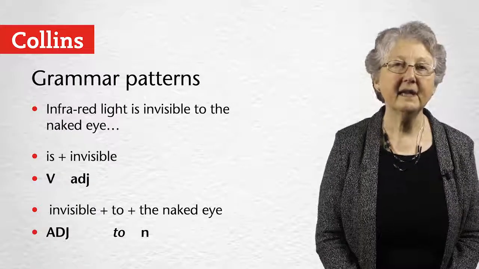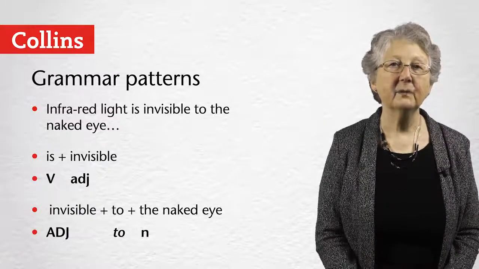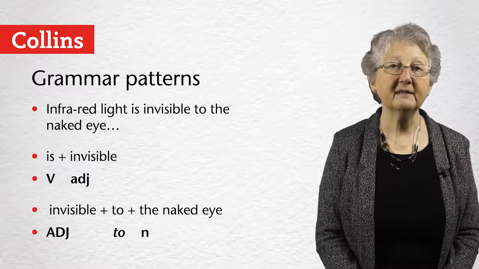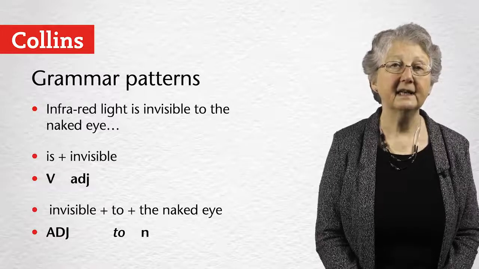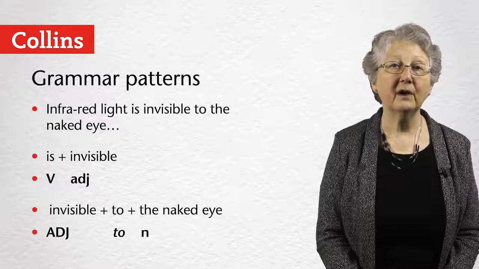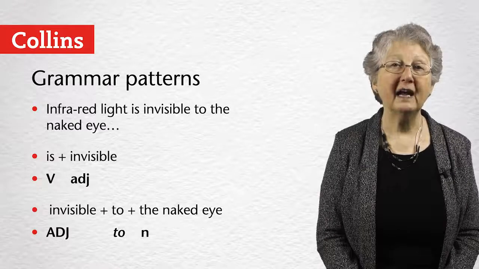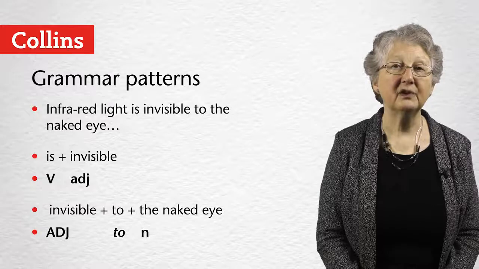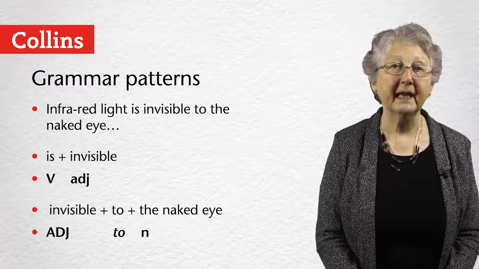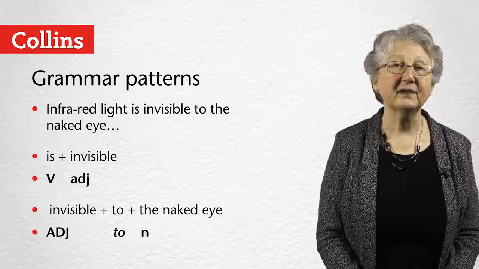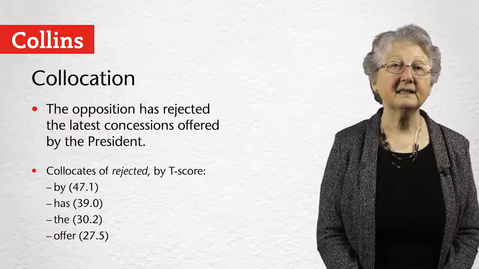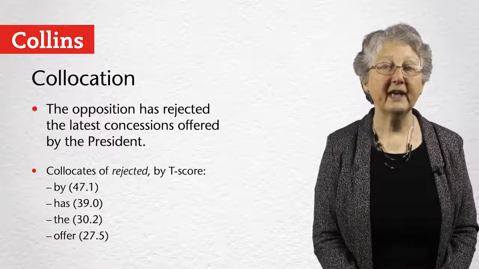If we look at the same thing from the point of view of grammar patterns, we see something a little bit different. We see the verb is followed by an adjective, is invisible. And then we see the pattern of the adjective followed by a preposition to and a noun phrase, invisible to the naked eye. We're not seeing the whole unit of meaning, but we're seeing the generalizations of how is and invisible work. Our next example is to do with collocation.